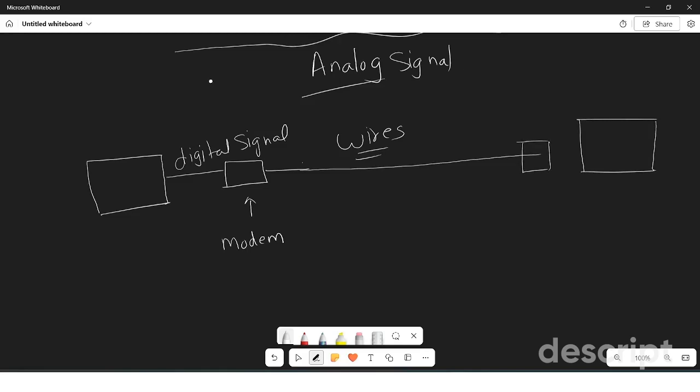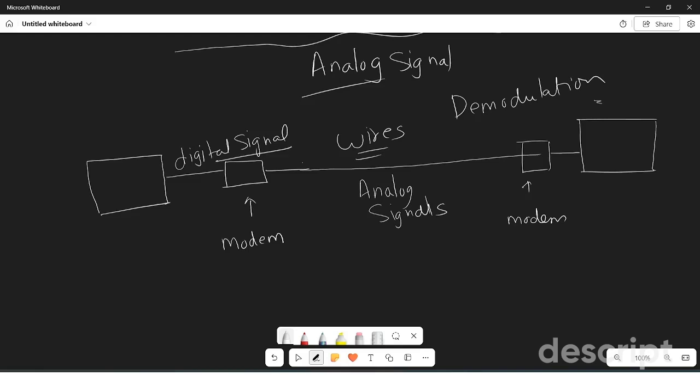And what happens is, this wire carries the analog signal, and this analog signal is received by this modem over here. Because this is a digital machine, right, this analog signal gets converted to digital signal. So that's the receiving end. At the receiving end, the analog signal will be converted back to the digital signal, and that is called demodulation.